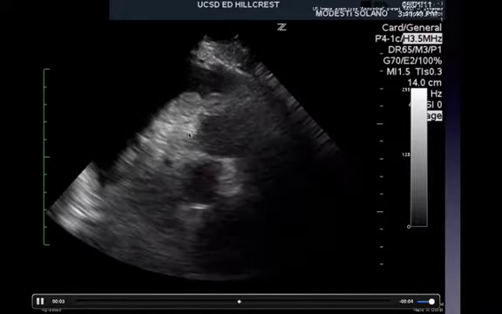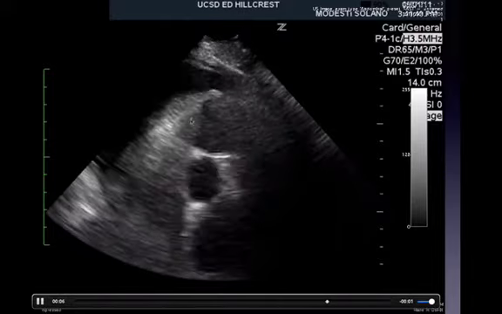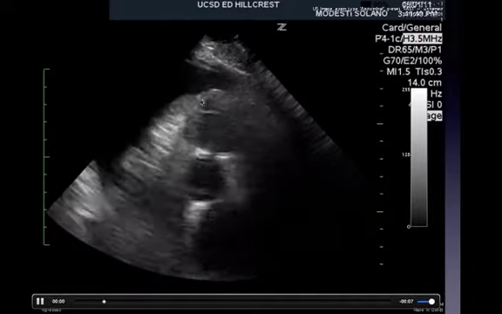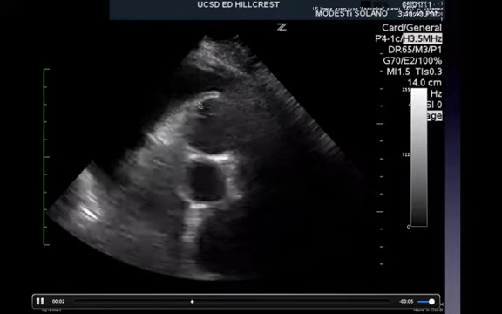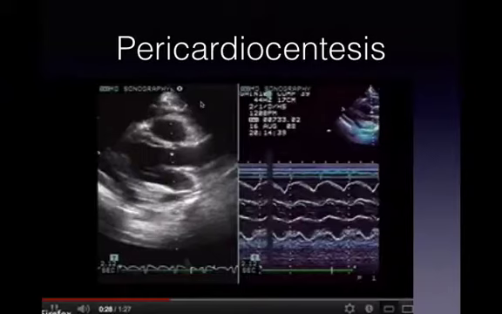So this again is going to be the first area in the membranous septum of the right ventricle that we will see collapse of the right ventricle if we have tamponade.